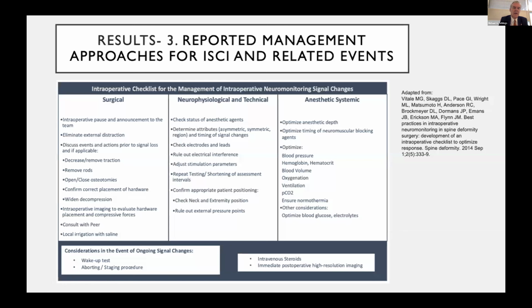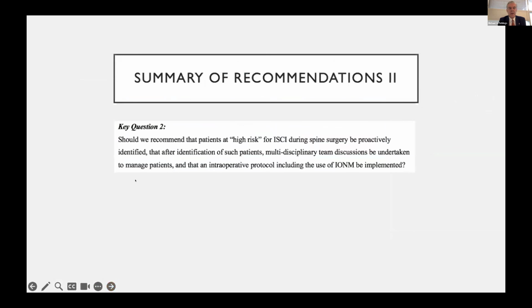Now, what about different management approaches? And here we've adopted the intraoperative checklist for the management of intraoperative neuromonitoring signal changes from Vitale et al., published in the Spine Deformity Journal. And there are surgical factors to look at: taking a pause, avoiding external distractions, and then perhaps considering what was the cause. So was it screw positioning, a correction of the deformity, so perhaps release of that deformity, considering neurophysiological and technical factors and anesthetic systemic factors, so the mean arterial blood pressure, considering the use of intraoperative corticosteroids or other adjuncts.